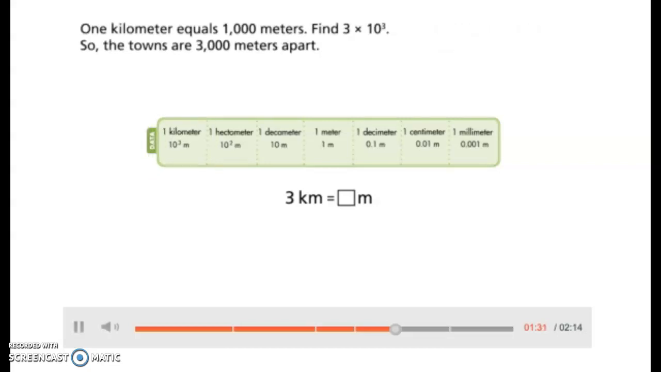1 kilometer equals 1,000 meters. Find 3 times 10 to the third power. So the towns are 3,000 meters apart.